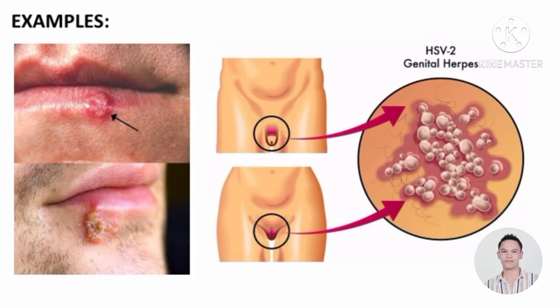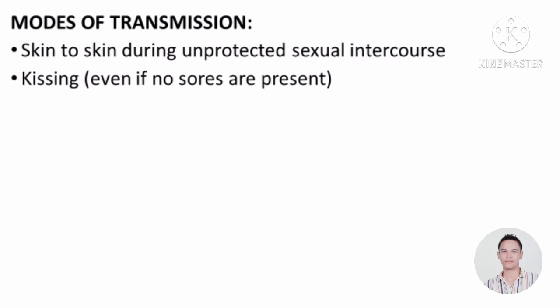The main cause of this problem is unprotected sex practices. Many people nowadays are practicing premarital sex without safety measures. So this is one of the reasons why people acquire this kind of disease. What are the modes of transmission of this problem? It includes skin-to-skin contact during unprotected sexual intercourse and also kissing, even if no sores are present.